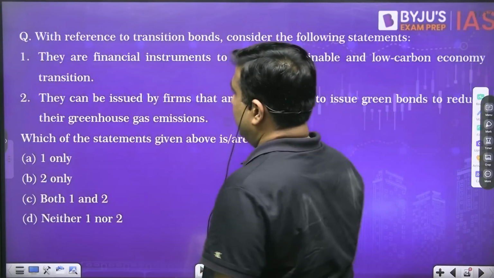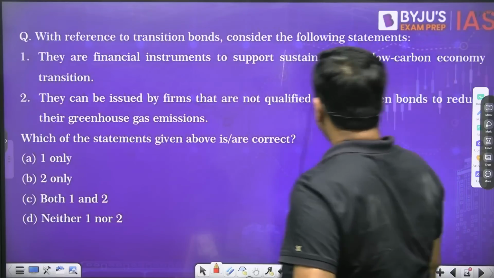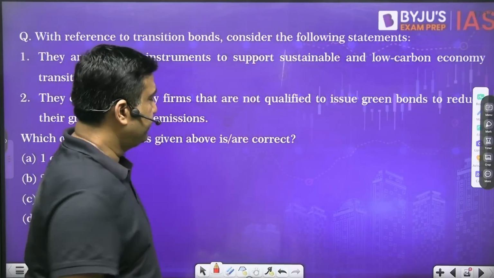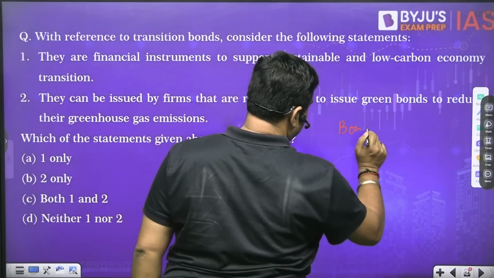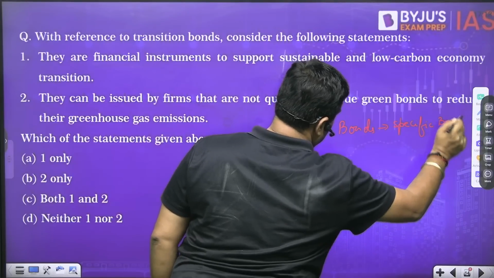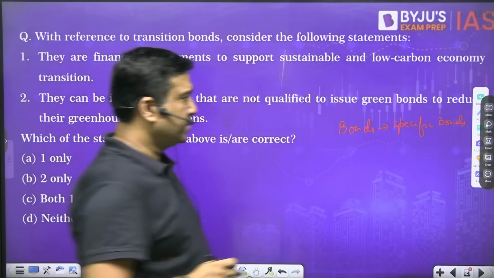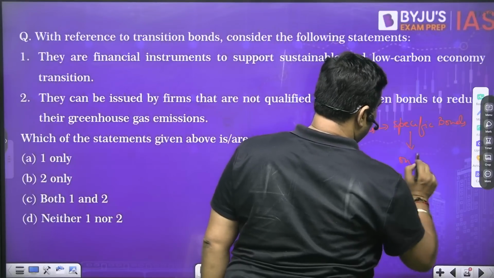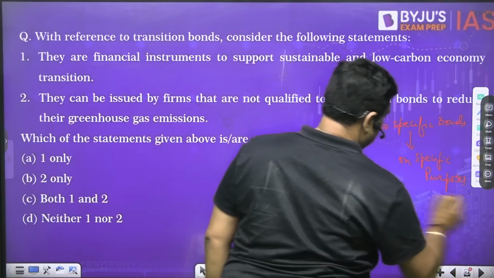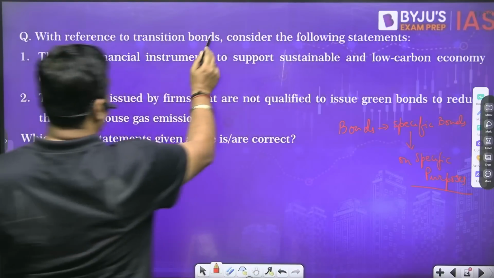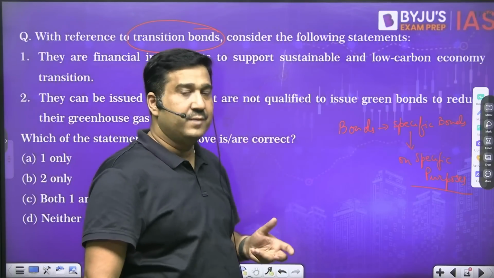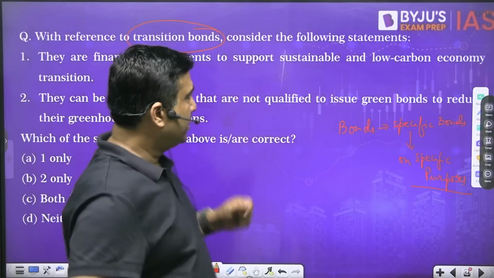next question. With reference to transition bonds, consider the following statements. There are multiple types of bonds. There is one out of those multiple types that is called specific bonds. These are those bonds whose proceeds are always spent on specific purposes. Transition bond, the proceeds or the revenue collected from these bonds are spent on environmental related projects or environmental friendly projects. Now look at the statement.